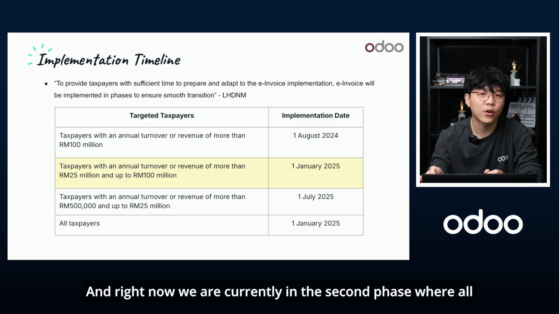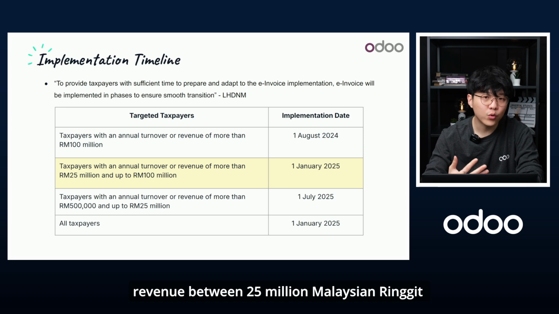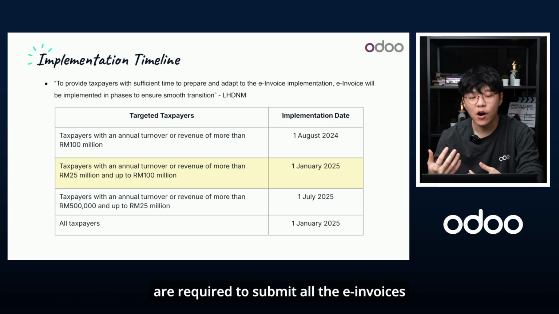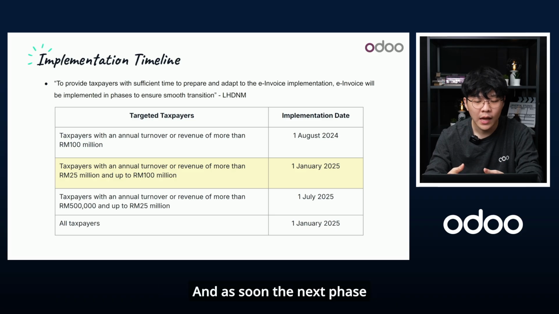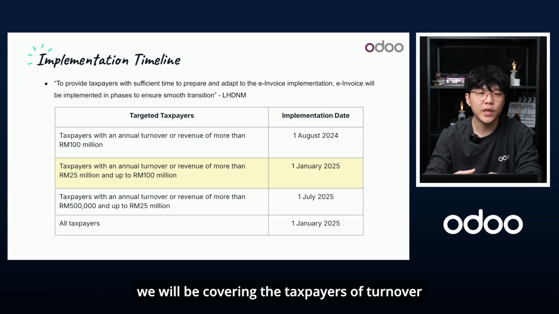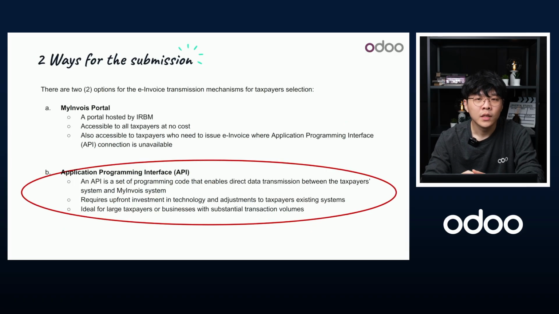Right now, we are currently in the second phase, where all the taxpayers with an annual turnover or revenue between 25 million Malaysian ringgit and 100 million Malaysian ringgit are required to submit invoices for all the goods and services related transactions that they make. The next phase, on the 1st of July, will cover taxpayers with turnover or revenue between 500,000 and 25 million Malaysian ringgit.